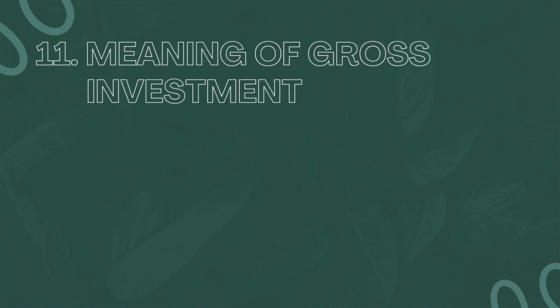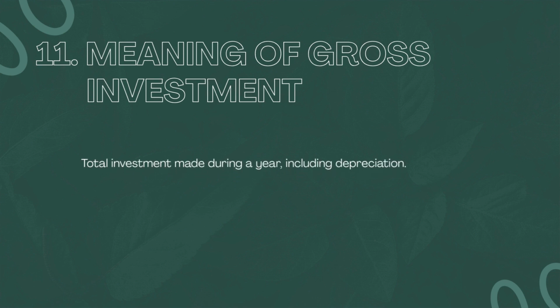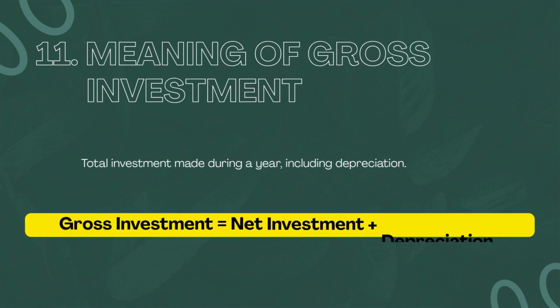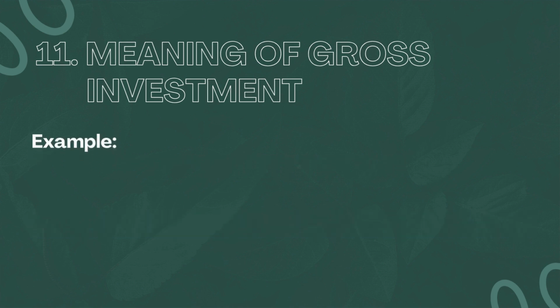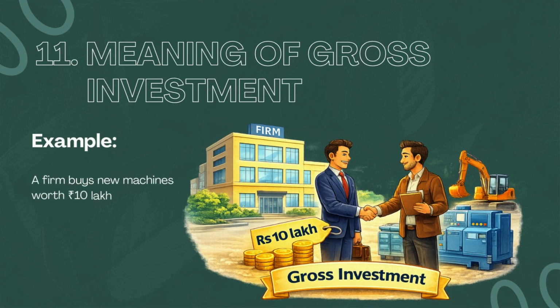11th, meaning of gross investment. It refers to the total investment made during a year, including depreciation. The formula for gross investment is net investment plus depreciation. For example, a firm buys new machines worth rupees 10 lakhs. Here, the gross investment is rupees 10 lakhs.